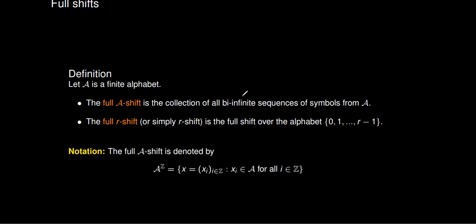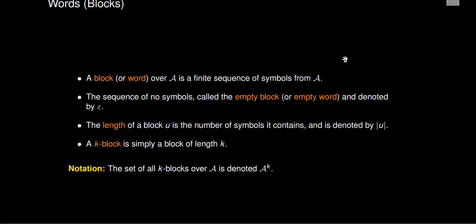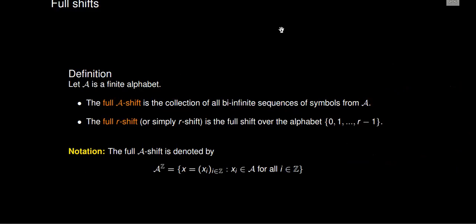So, we have a special type of full shift, and we say that the full R-shift, or simply the R-shift, is the full shift over the alphabet 0 through R minus 1. So one important thing as a remark that I will put. Okay, one more thing you should know as a remark.